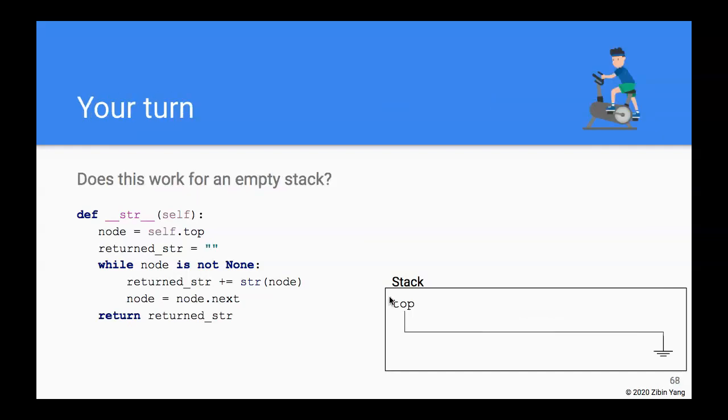Now that we have a basic implementation of the string method, one of the questions we ought to ask ourselves is, does it work in the corner case of an empty stack? Well, the answer kind of depends. If the stack is empty, it's not going to execute this loop at all. So in that case, we'll just return an empty string. And if an empty string for an empty stack is okay, then this works.